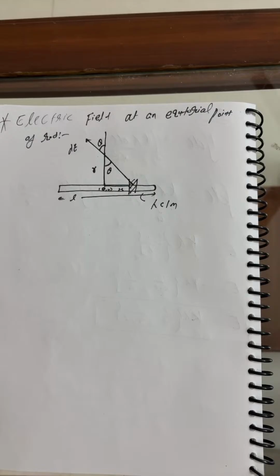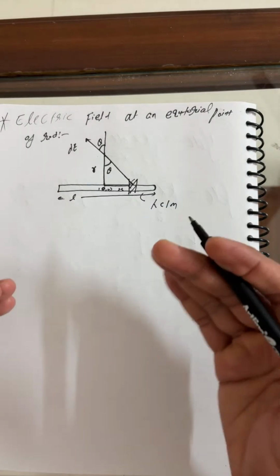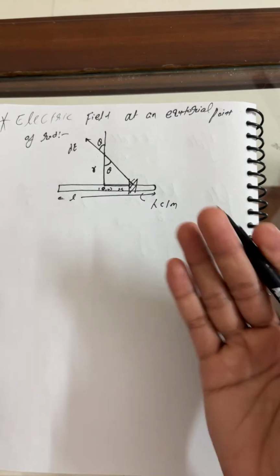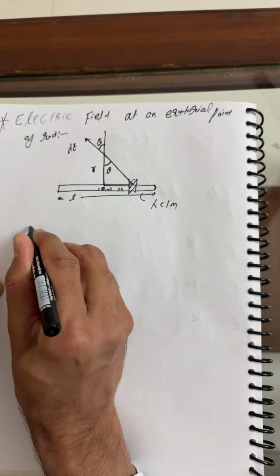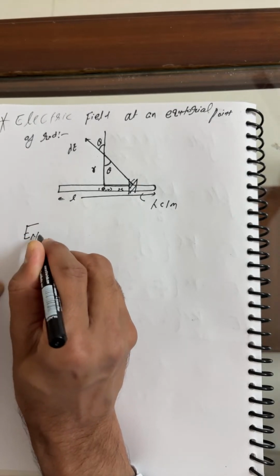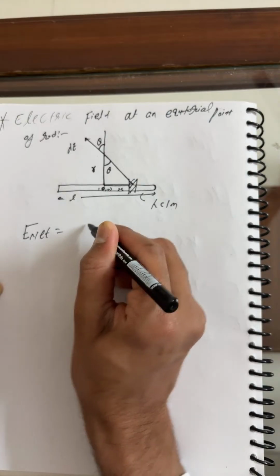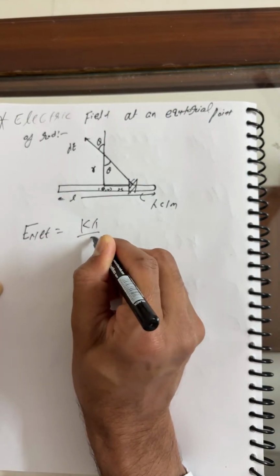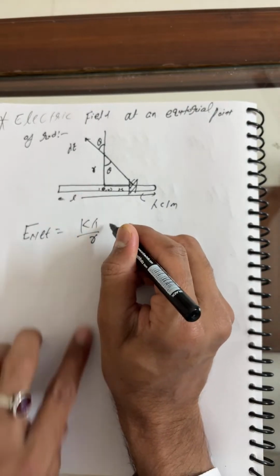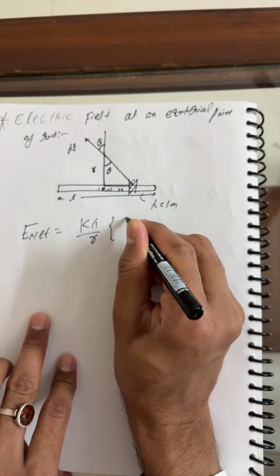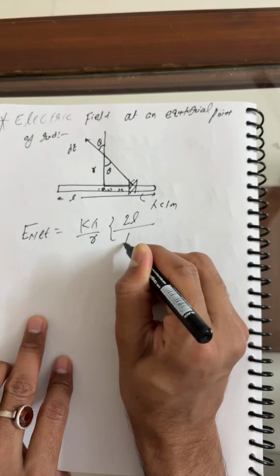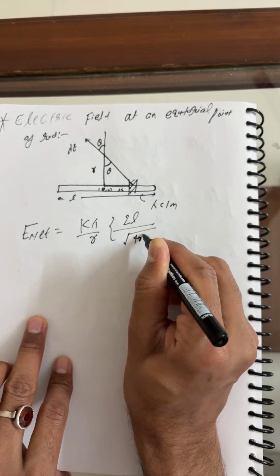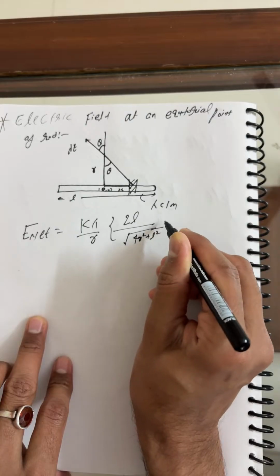Students, here I'm going to write the direct result of this question, because the derivation is not required, but the approach remains the same as in the previous questions. Just calculate, my dear, and you will get the net electric field: E = k lambda by r, into 2L upon root of 4R square plus L square.